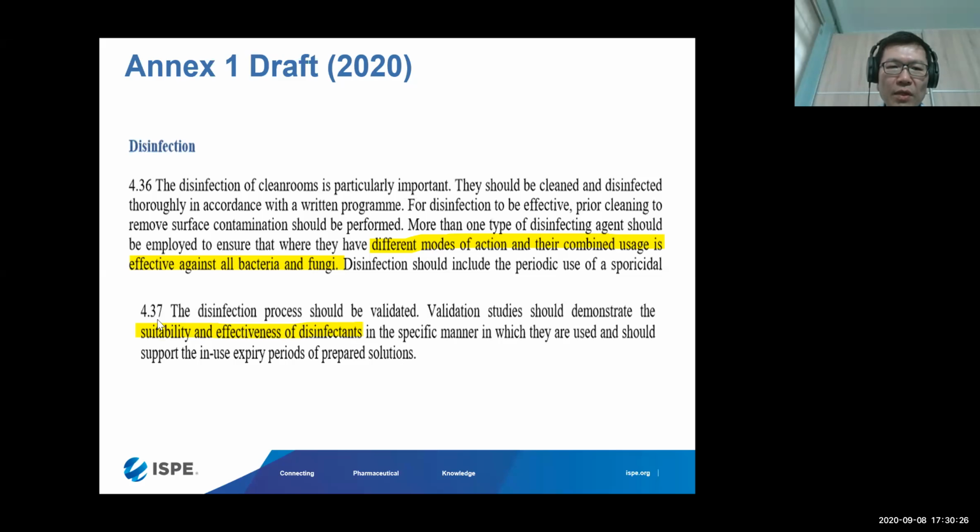And 4.37 states that suitability and effectiveness of disinfectants should be demonstrated in the manner in which they are used in the clean room. So this is in the Annex 1 draft 2020.